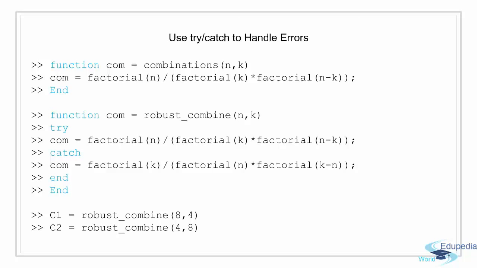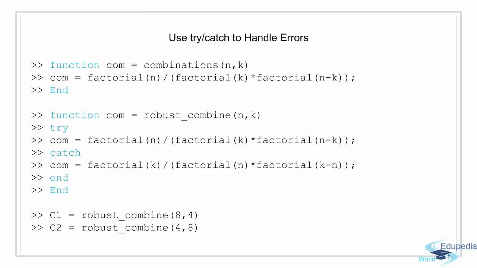So basically the try and catch statements are arranged in blocks of code under the keywords try and catch. If any error occurs within a try block, Matlab skips any remaining commands in the try block and executes the commands in the catch block. If no error occurs in the try block, then Matlab skips the entire catch block.